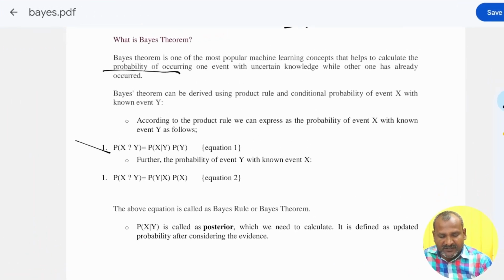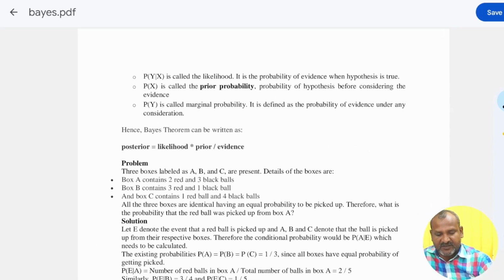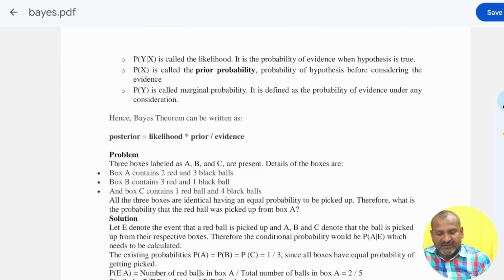Now the above equation is called the Bayes rule or Bayes theorem. We have already discussed it. In this, P(X|Y) is called the posterior. This is the specific one which we need to calculate. It is defined as the updated probability after considering the evidence. And P(Y|X) is called the likelihood, the probability of the evidence when the hypothesis is true.